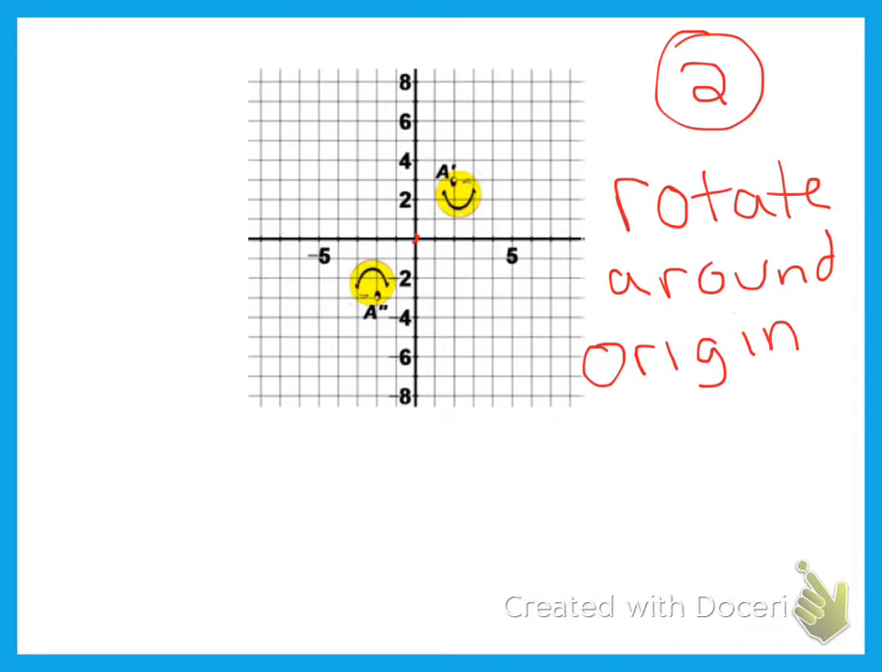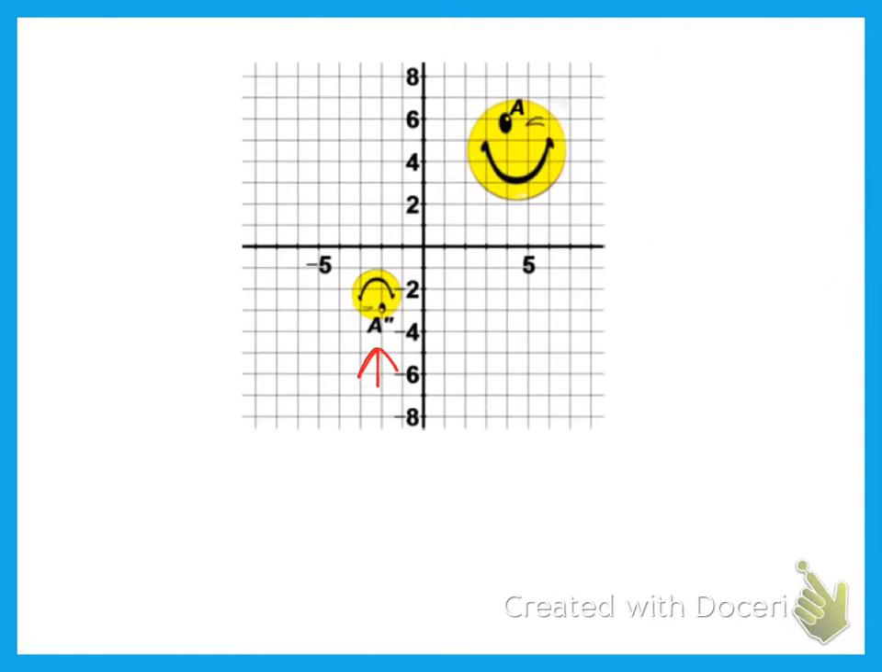So to get this new shape, we rotated it around the origin. That way we could come back to our third shape, which is our final shape. We started with the first image, shrink it down, then rotated it to get our new image.